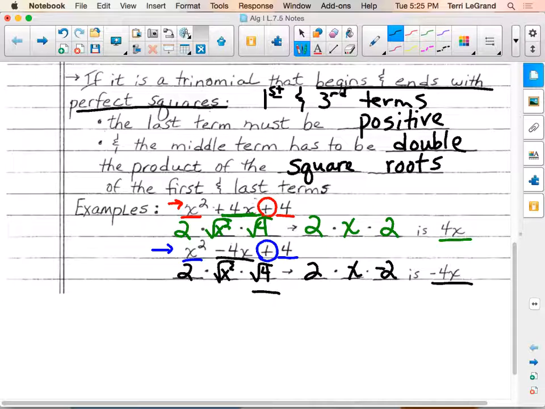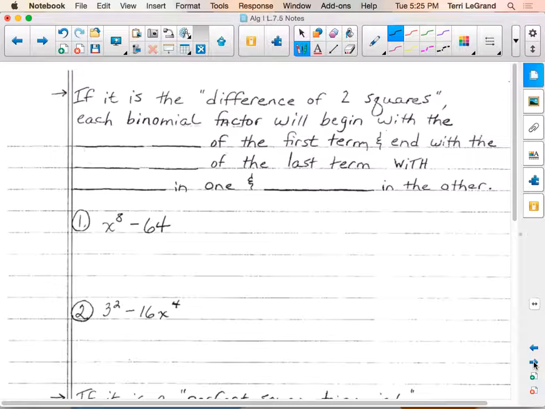So again, once we determine they are a special product, I'm going to teach you how we're going to factor those on the back side. So let's go to the back. Let's talk about the binomials first. Once we've determined that a binomial is the special product called the difference of 2 squares, we've made that determination. Here's how we can factor it.